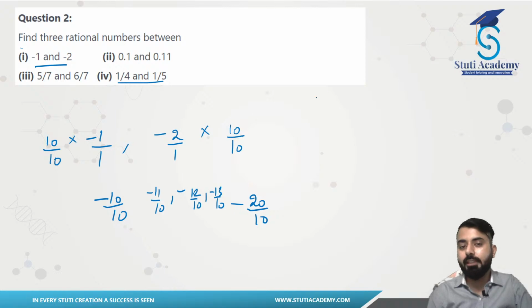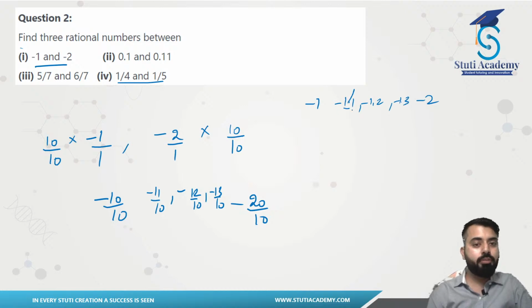Or you could have done it like this: -1, -2. In between these two you will have -1.1, -1.2, -1.3. Remove the decimals. These will be your rational numbers. Right? So easy.